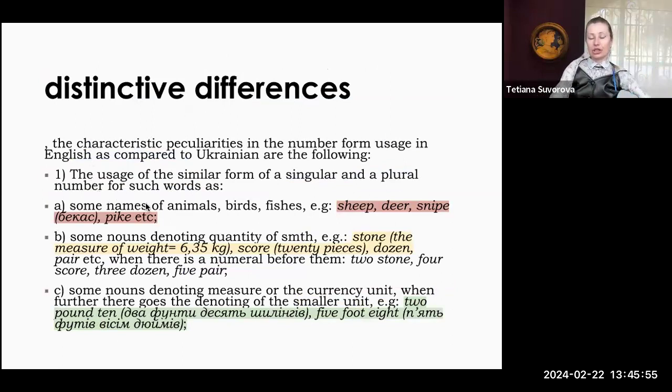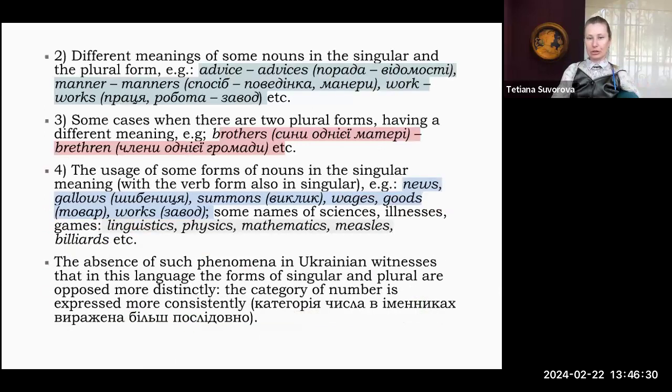So that is, we have some names of animals, birds, and fishes that are unchangeable. Riba, ribы, but in English, fish, fish, yeah. Deer, deer, snipe, pike, and so on. Also, quantities we do not change into plural: 2 stone, 4 score, 3 dozen, 5 pair, not in plural. Yes, keep in mind that. And the same here, it is 5'8", not feet. So not changeable in English.